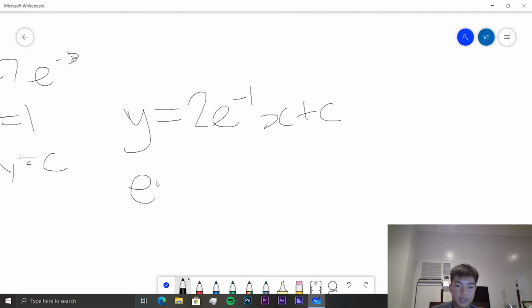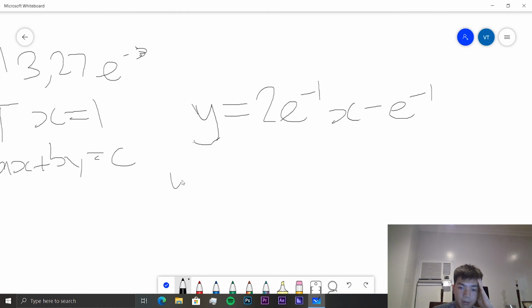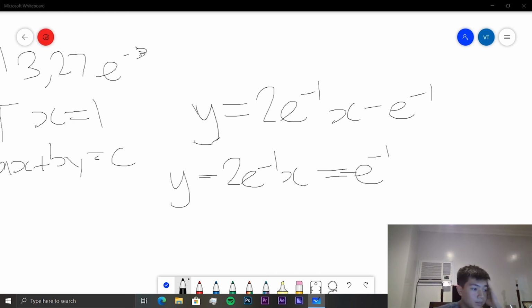So e to the negative 1 is equal to 2e to the negative 1 times x, that's 1, plus c. So c must be equal to negative e to the negative 1. So we have y is equal to 2e to the negative 1 x minus e to the negative 1. And we need to express it in the form ax plus by is c. So we can simply say y minus 2e to the negative 1 x is equal to negative e to the negative 1.